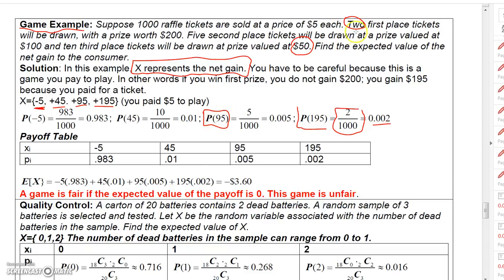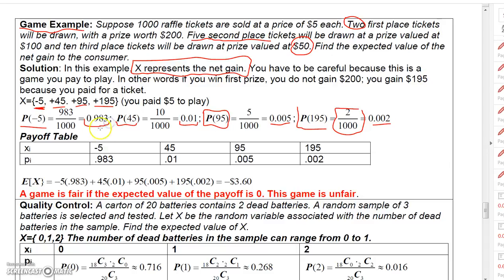Now let's find the probability that your net gain is $95, or that you win the $100 prize. Well, if you look at the $100 prize, there's 5 of those tickets. So your chances of winning those is going to be 5 out of 1,000, which is 0.005. And then what's the probability that you win the $50 prize, or have a net gain of $45? Well, there's 10 of those, so that would be 10 out of 1,000, which is 0.01. Now, the probability that you lose $5, well, obviously that's going to be very high. I got 983 out of 1,000, which is 0.983.